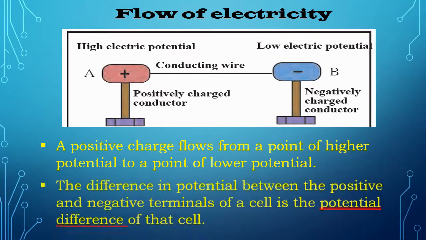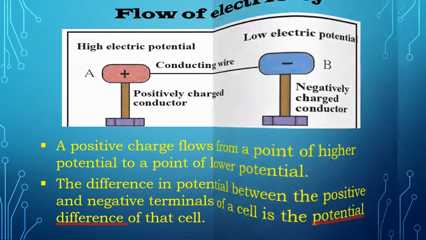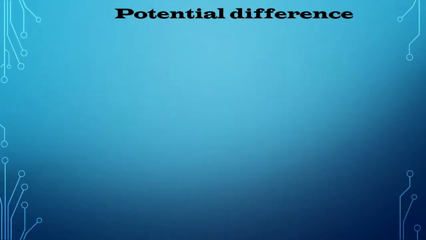So, the difference in potential between the positive and negative terminals of a cell is the potential difference of that cell. The difference in potential between the positive and negative terminals of a cell sets the electrons in motion and results in the flow of electricity through a conducting wire connected to the two ends of the cell.